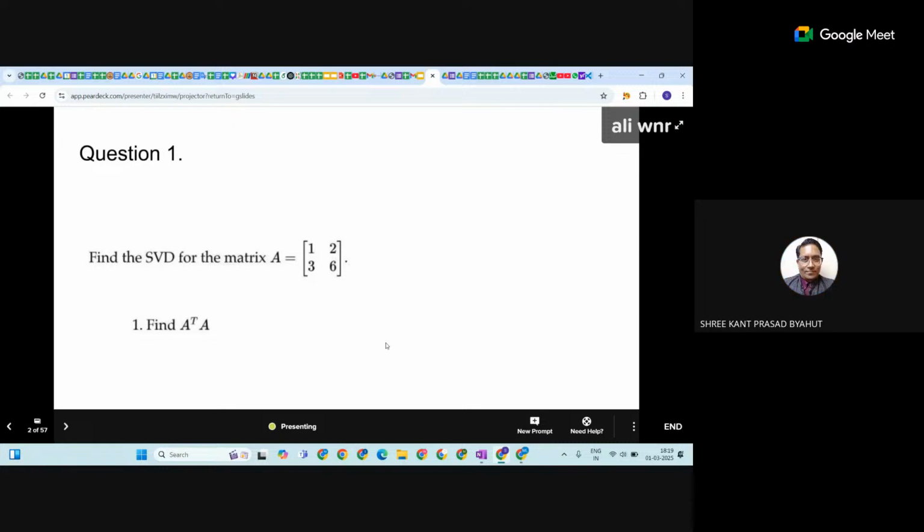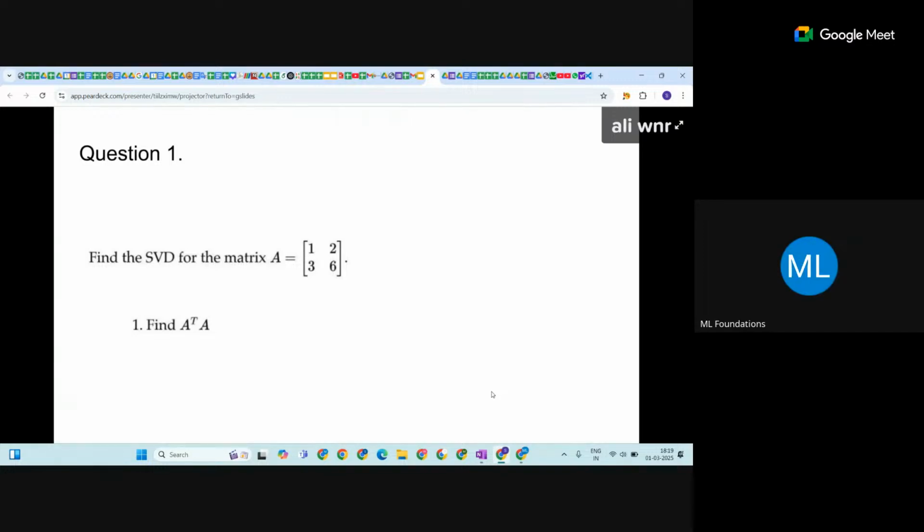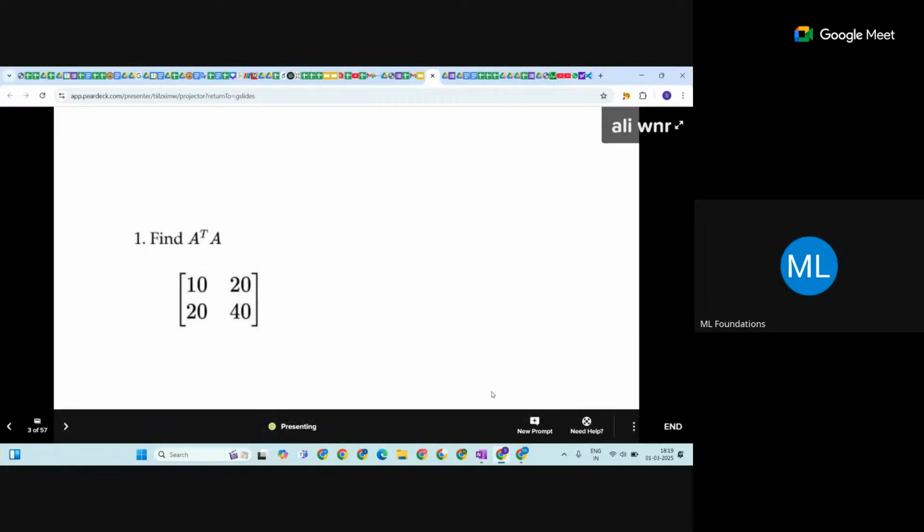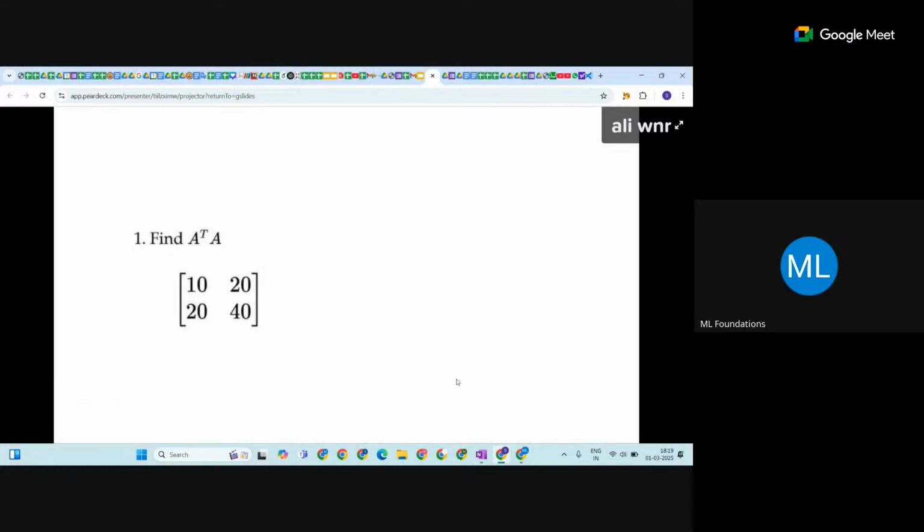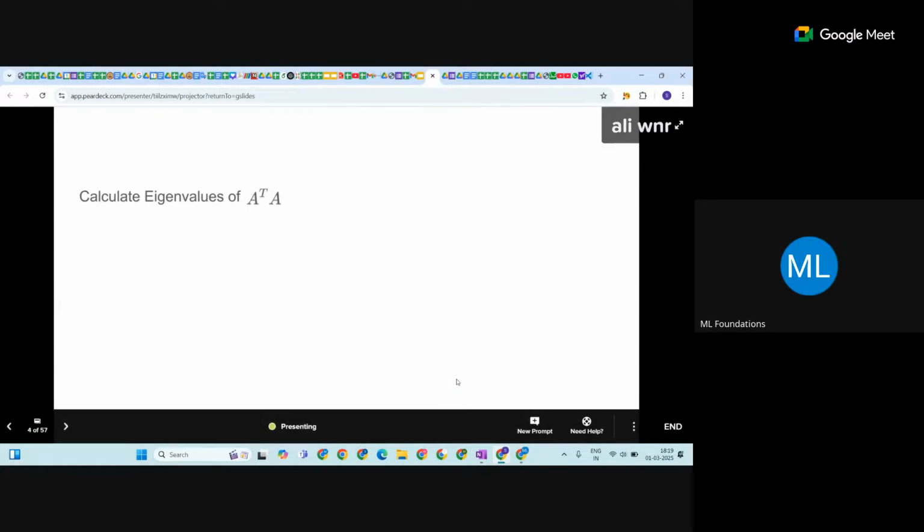10, 20, 20, 40. Yeah, this is just a multiplication. We have already done matrix multiplication many times, so this is a simple one. Okay, this is 10, 20, 20, 40. What is the next step? Calculate the eigenvalues of it.